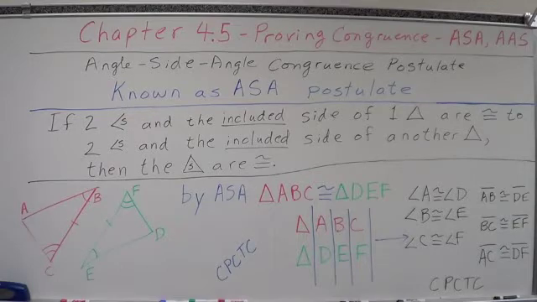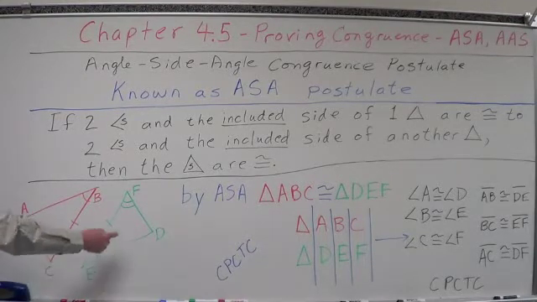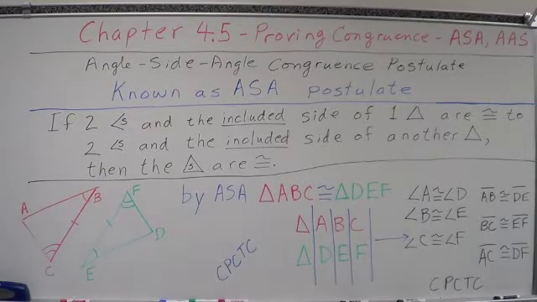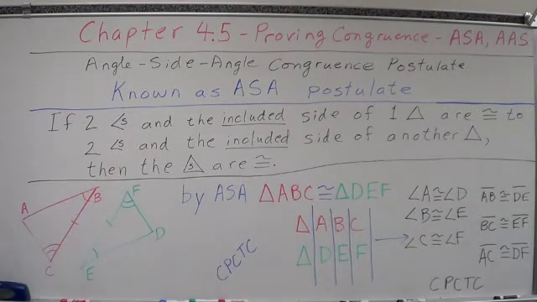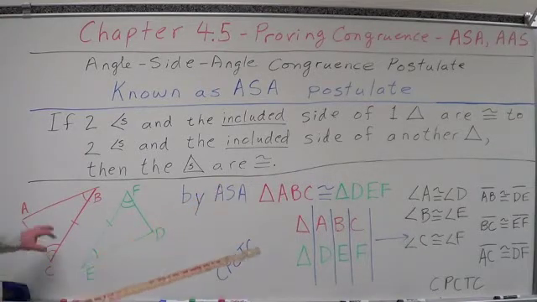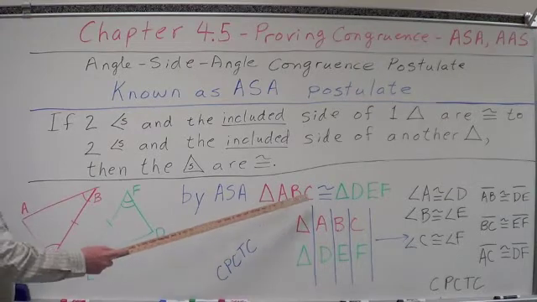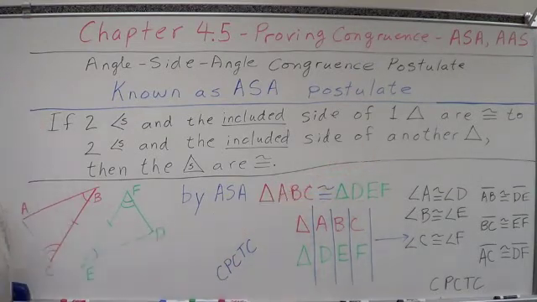Okay? So let's do an example. Again, we have triangle ABC and triangle DEF. We've marked angle B, which corresponds to angle E, and angle C, which corresponds to angle F. And then we've marked the included side. On triangle ABC, the included side is segment BC. On DEF, the included side is segment EF. So by the ASA postulate, we have shown that triangle ABC is congruent to triangle DEF.